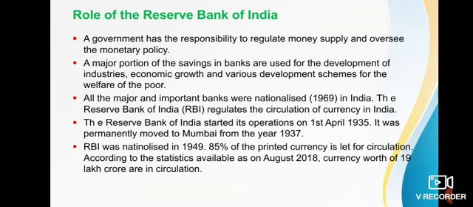All the major and important banks were nationalized in 1969 in India. The Reserve Bank of India regulates the circulation of currency in India. RBI was nationalized in 1949. 84% of the printed currency is left for circulation nowadays.